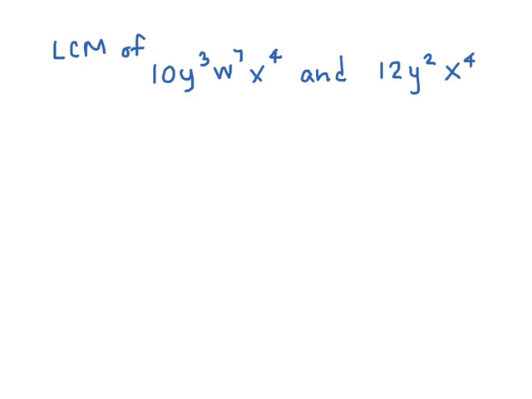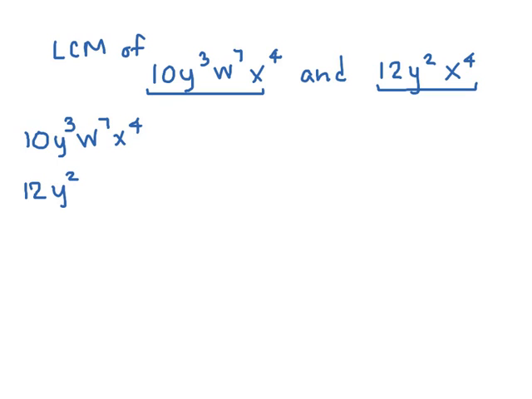Now we're going to be looking for the least common multiple of two monomials. So we've got this here, and we've got 12y squared x squared. Okay, so let's work with each of these. I'm going to list out my 10y cubed w to the 7th x to the 4th. And here I've got 12 y squared x to the 4th.